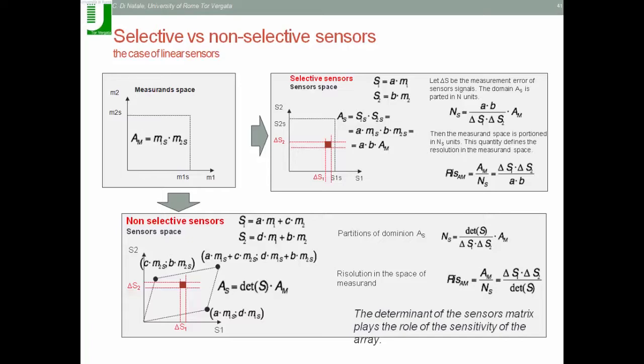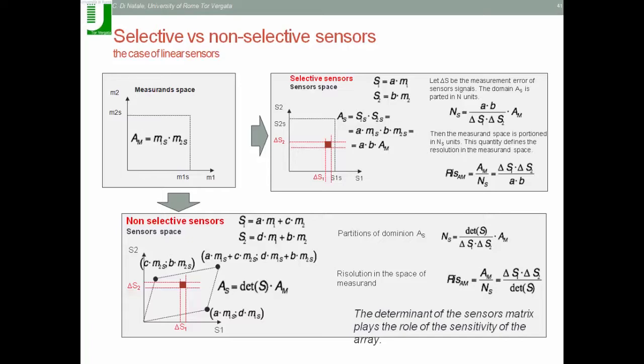Algebraically, we can calculate M1 and M2 from S1 and S2, in this case and in this case, without any difference. But actually, the difference is in how the uncertainties are treated by this system with respect to this one. Because again, here, the error is still the same, delta S1 and delta S2. So the sensor space is again partitioned in a number of these small tiles.